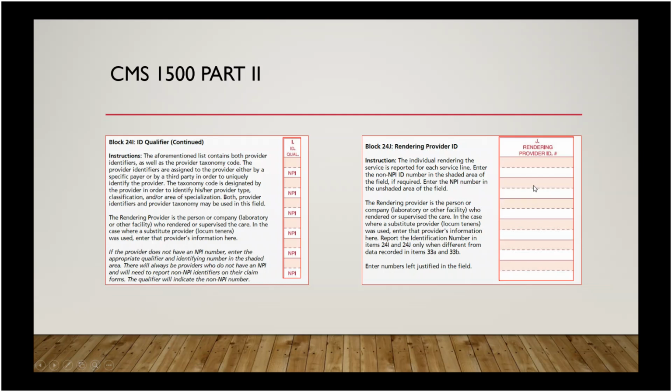There is additional information, rendering provider ID instructions for 24J. This is the individual rendering the service. In most cases, you're going to have one service provider on there, and that's going to be who's entered. The difference could be that you had not only a nurse practitioner, but you also had an attending physician on the case. The nurse practitioner did the procedures such as a laceration repair. We would want to enter the NPI for the nurse practitioner instead of the attending physician.